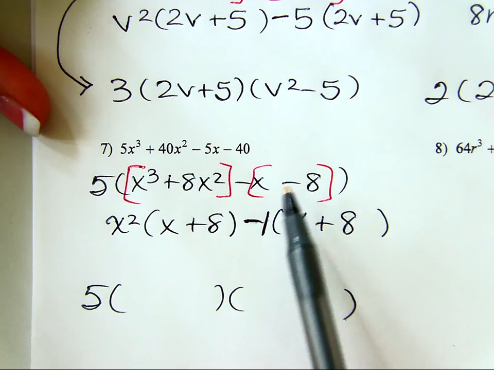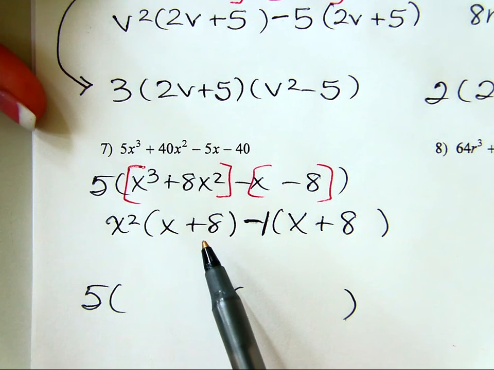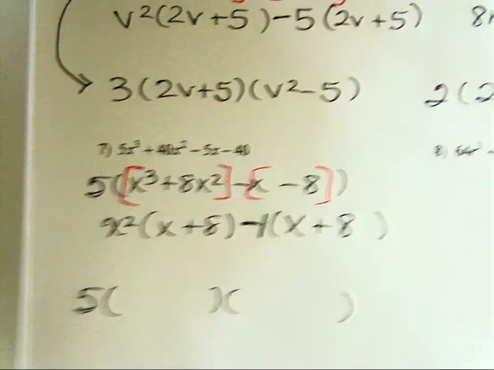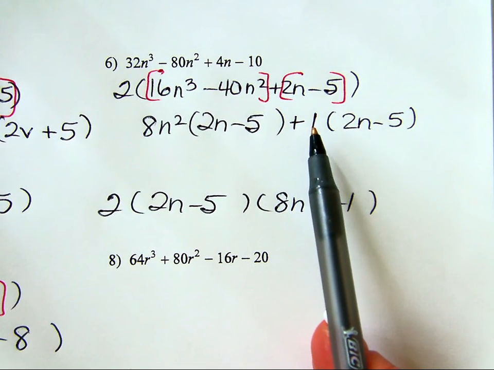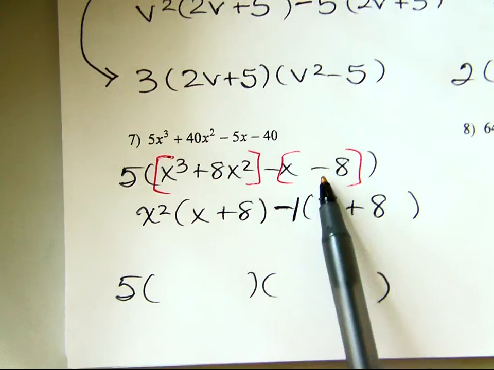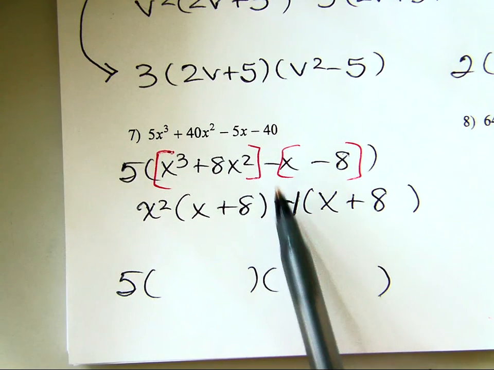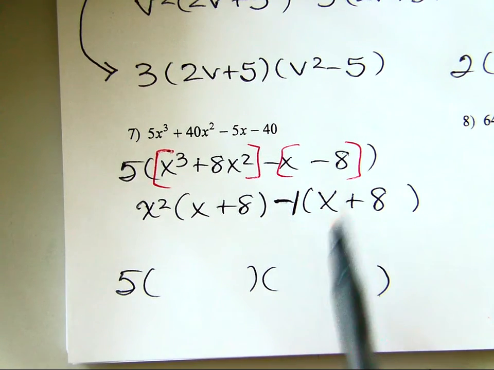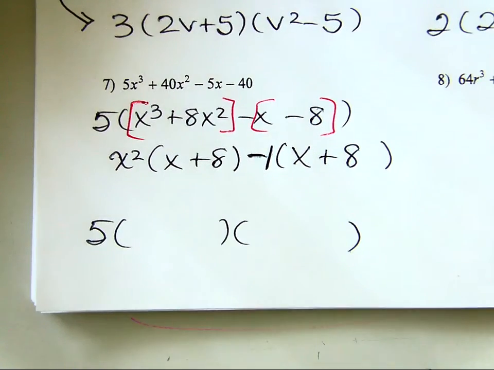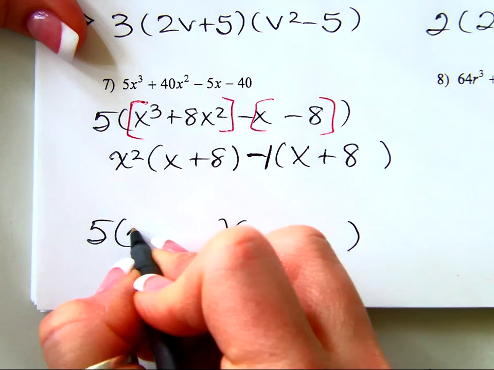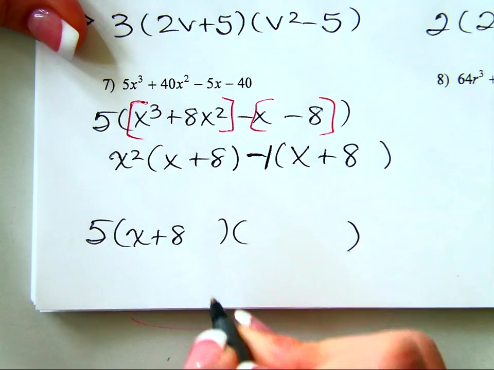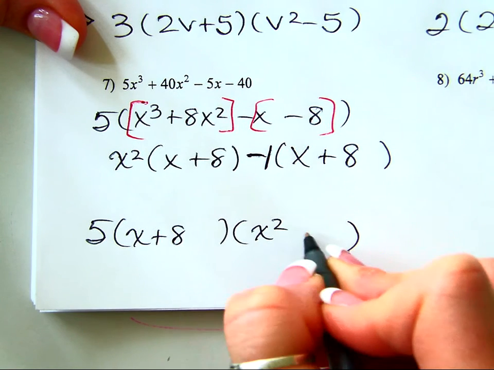I needed it to be an x plus 8. Do you see what I did here? It was already what I needed it to be, so I just multiplied it by a 1 and kept it. It was almost what I needed it to be, so I had to multiply it by that negative 1. Now watch. This is what sets number 7 and 8 apart. This is going to give me my x plus 8 and my x squared minus 1.